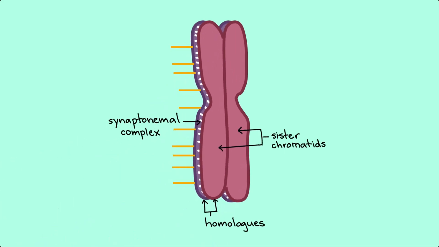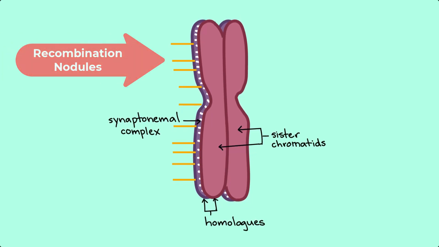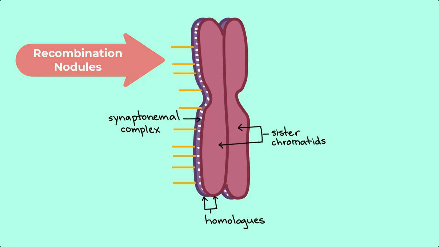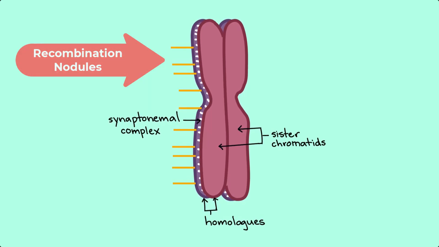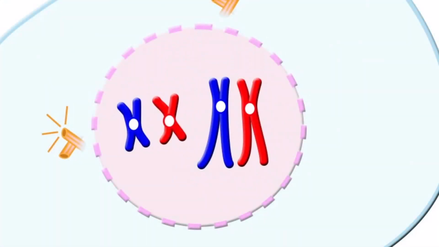The synaptonemal complex has recombination nodules that are located at certain intervals along its length. These recombination nodules are the locations where crossing over will take place. Crossover, or genetic recombination, is the exchange of genetic material between non-sister chromatids.